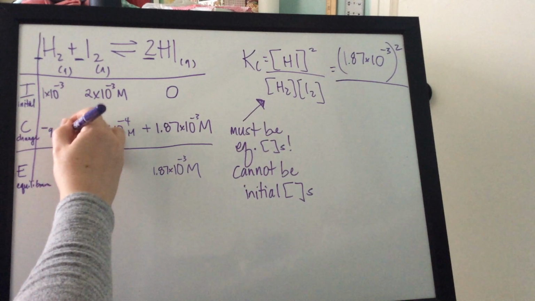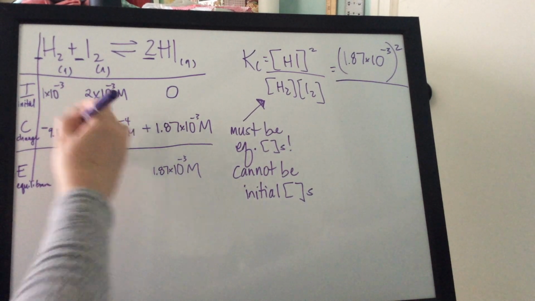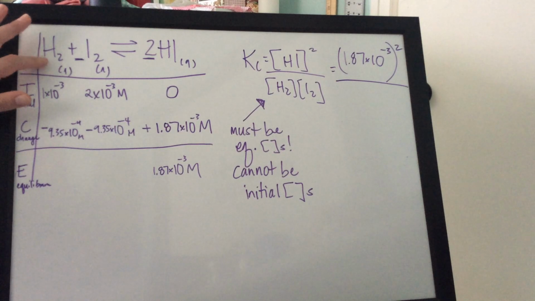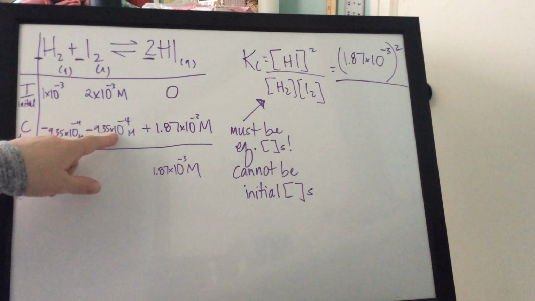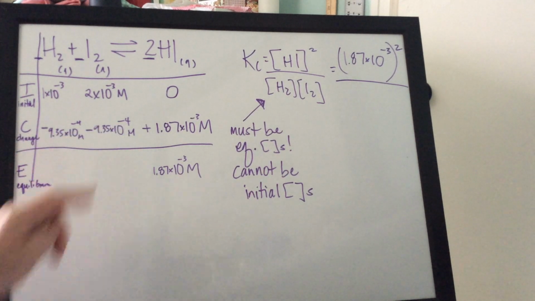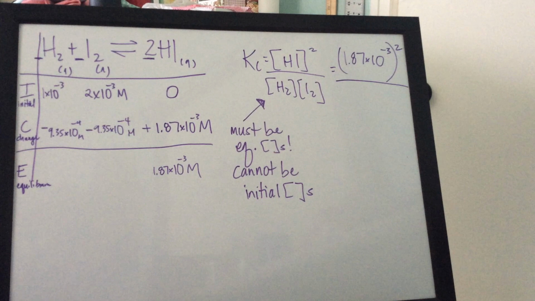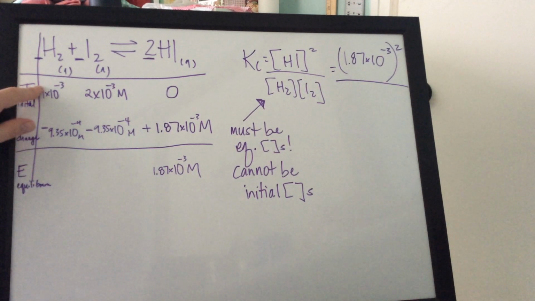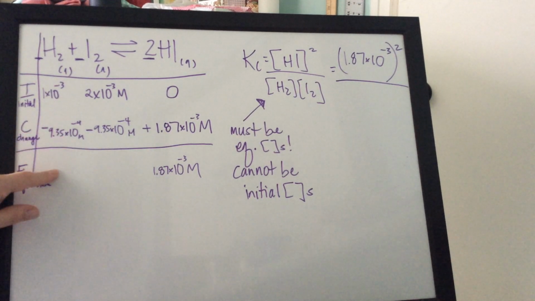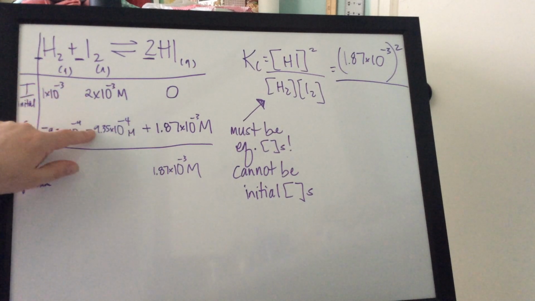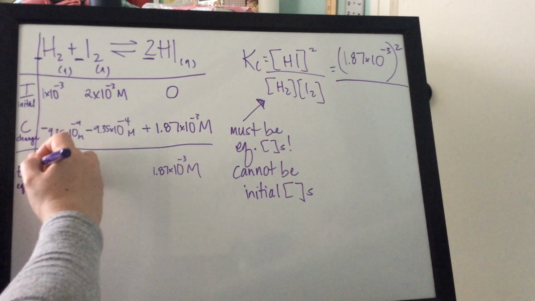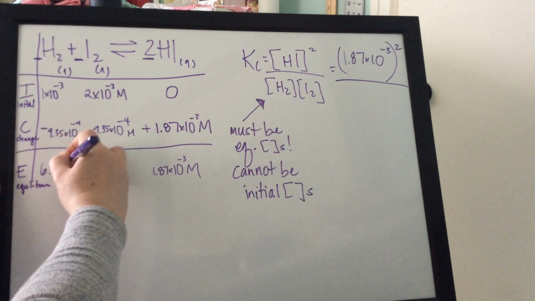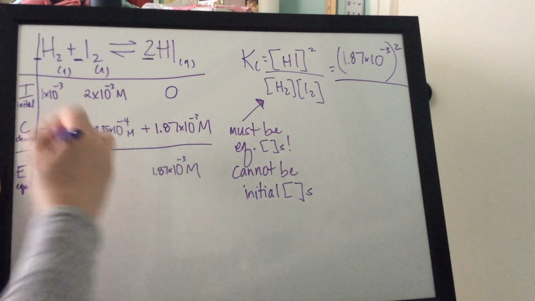9.35 times 10 to the negative 4th molar. So what that means is that both H2 and I2's concentration decreases by this much during the reaction before it reaches equilibrium. So again, it's like a big math problem. To find this number, I take this minus this, and I will get this. And then this minus this will give me the equilibrium concentration. So once you do that, I got 6.5 times 10 to the negative 5th.